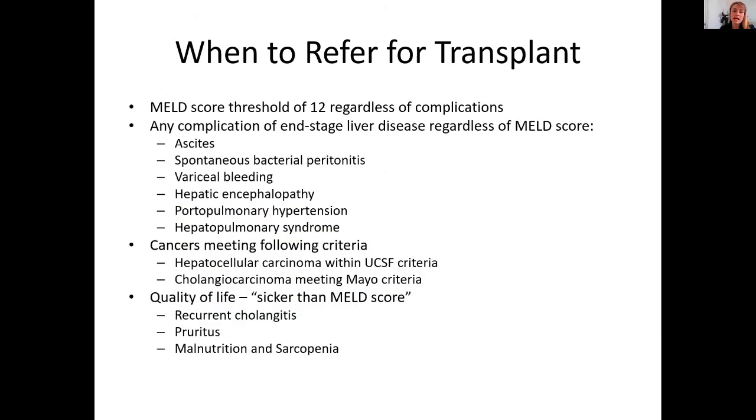To summarize, an exact MELD cutoff to refer for transplant probably doesn't exist currently. I would refer at a MELD of 12 or any MELD with decompensation events and HCC that's within UCSF criteria so that we can work to downstage them. Also, sarcopenia, especially in women, is a sign that they are, quote unquote, sicker than their MELD score and would benefit from transplant.